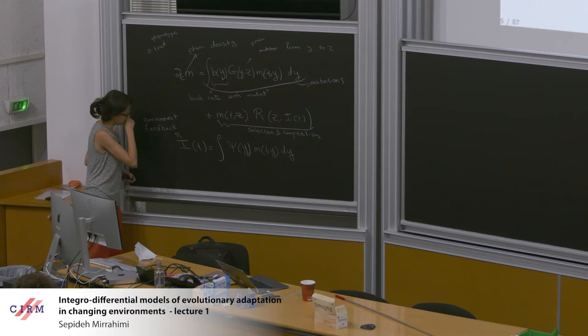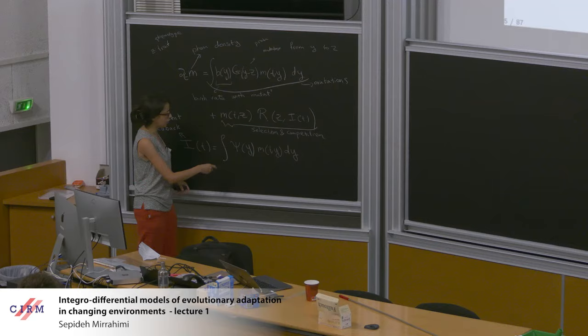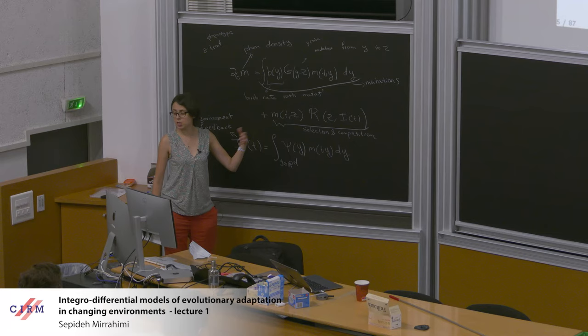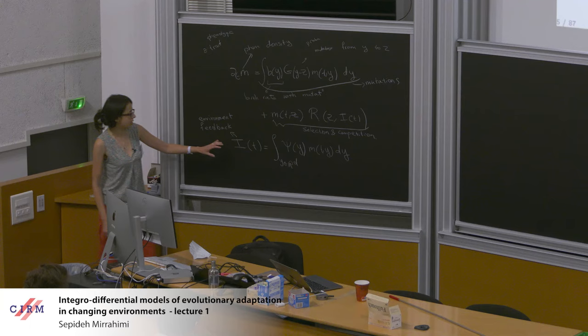Which is given by this integral. So Y could be in R^d or R, depending on what Z we take. And P of Y is a nice function which could be smooth, and it takes only positive values. Okay, so it is bounded by two constants.